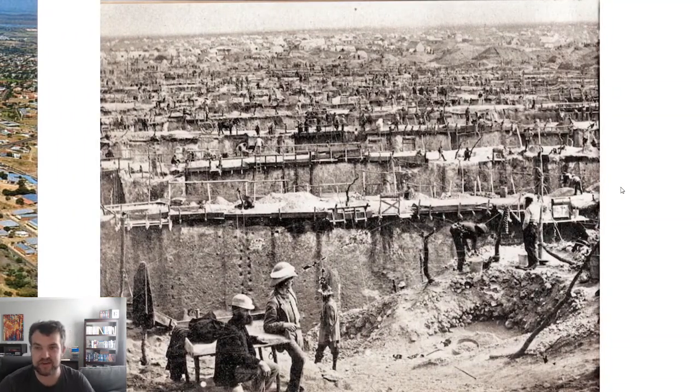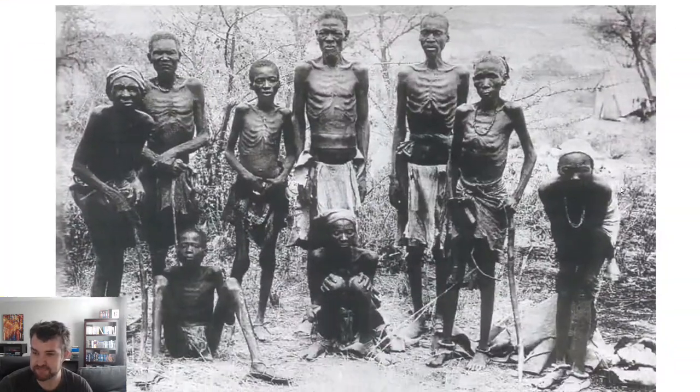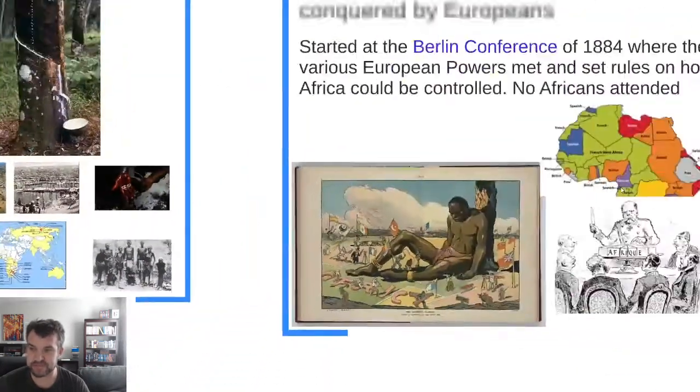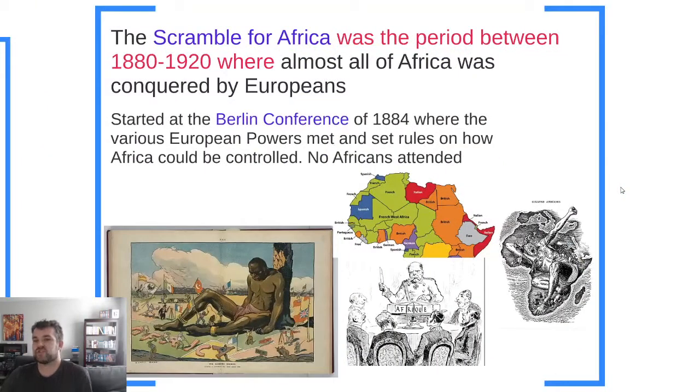And here they are having a bunch of people work for them, mining out Africa's resources. And they didn't really share a lot with the people of Africa. Super messed up. Okay, so this scramble for Africa is sort of what this whole unit is about. And it was a period between 1880 to 1920 where almost all of Africa, I think with only 3 or 2 exceptions, was conquered by European countries.